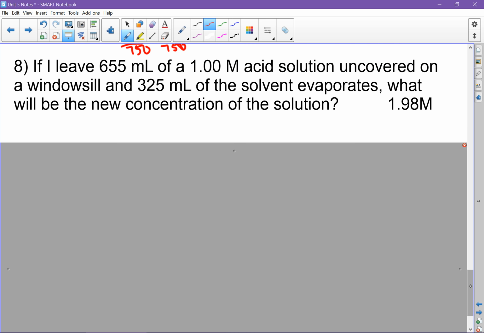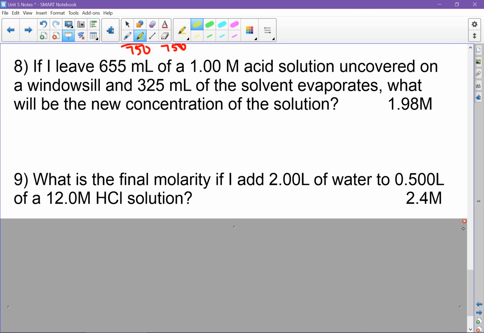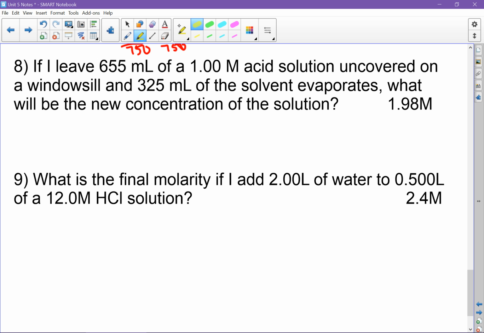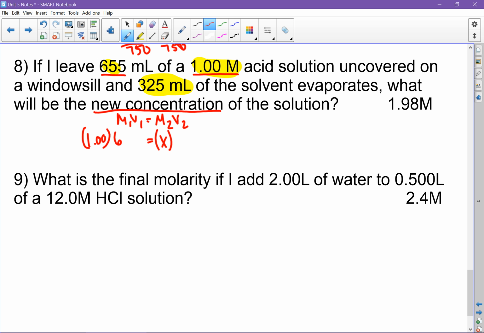Alright, let's take a peek at number 8 if you struggled with that one. Get rid of this. Let's highlight our numbers. And then we can write the formula. M1V1 = M2V2. Alright, so in this one I'm looking for a new concentration. That means I'm looking for the molarity over here, and it's the second one because it's new. So this tells me I start with this molarity, there's M1, and the volume that I have is 655, so those go together.